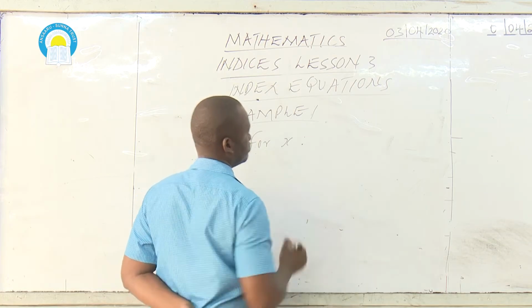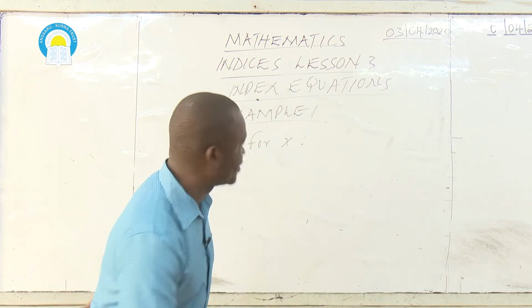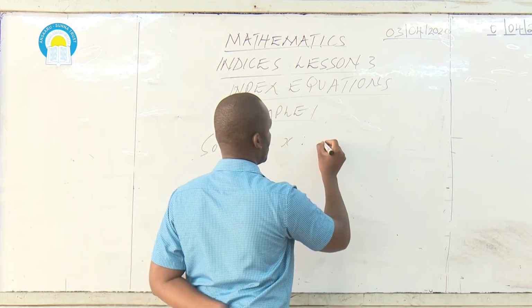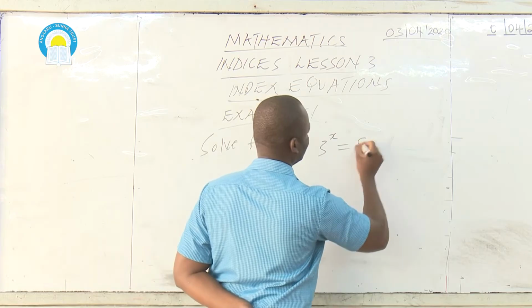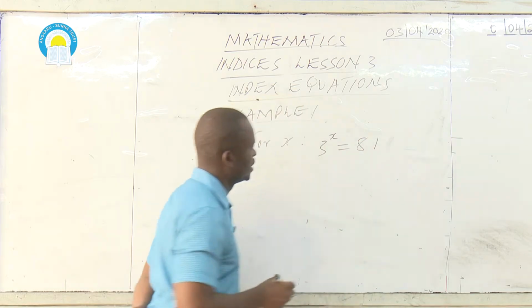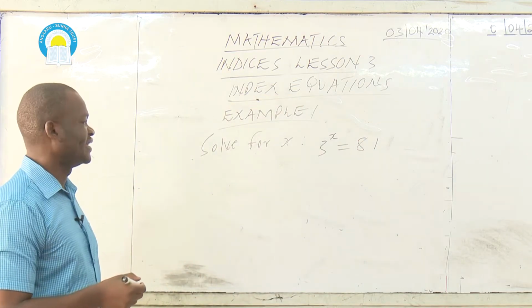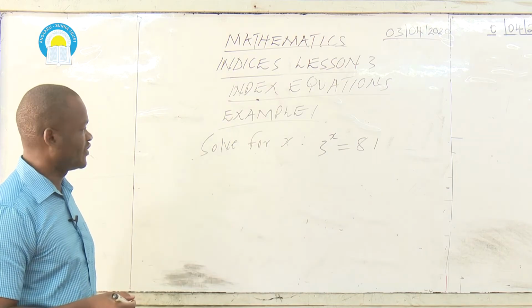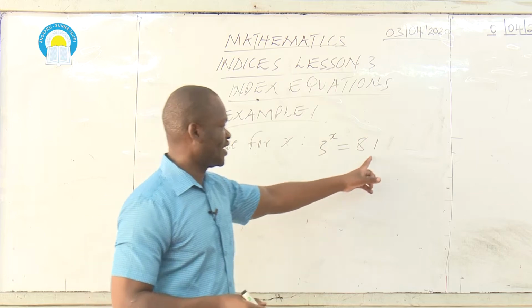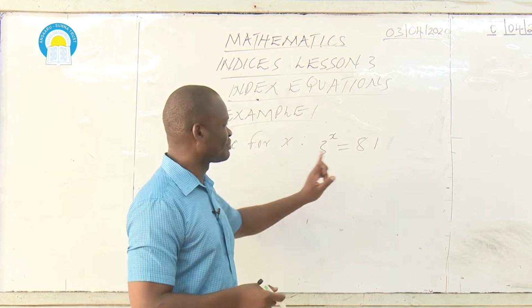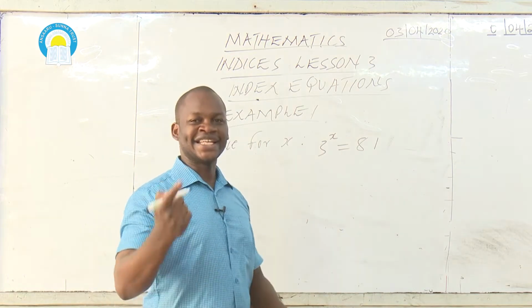Solve for x in the equation 3 power x is equal to 81. So how do you solve this equation? First of all, make sure you have what? Express 81 in index form.